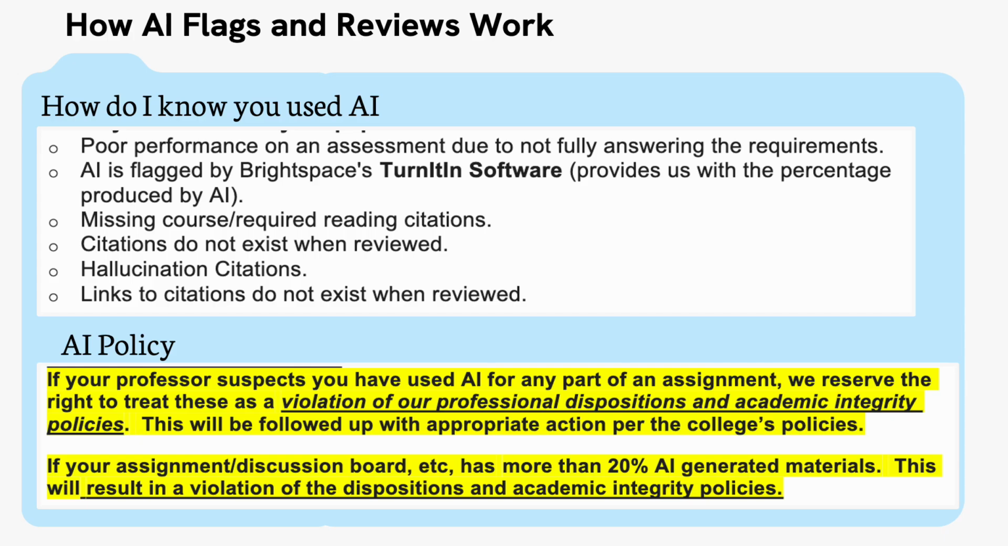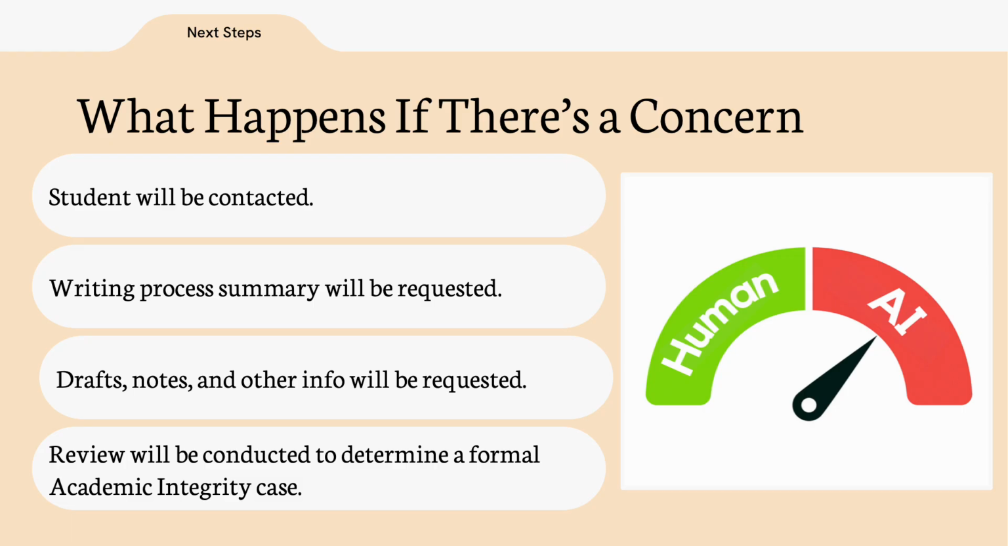In our course, the AI policy states if your professor suspects you have used AI for any part of an assignment, we reserve the right to treat this as a violation of our professional dispositions and academic integrity policies. This will be followed up with appropriate action per the college policies. If your assignment has more than 20% AI generated materials, this will result in a violation of the academic integrity policy.